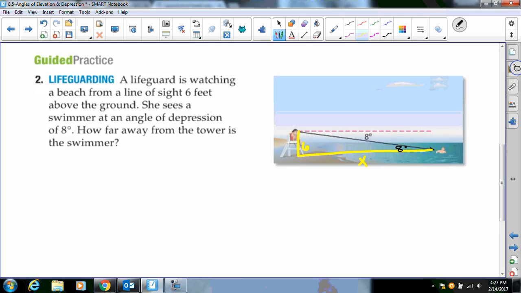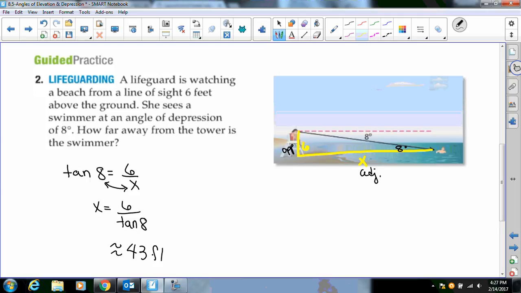So again, if I'm sitting at that 8 degrees, 6 is my opposite, x is my adjacent. I hope you're noticing a trend. Angle of elevation and depression is tangent for everyone. So the tangent of 8 would equal 6 over x. And so again, to solve this, you just are going to swap these. So on your calculator, you do 6 divided by the tangent of 8. And that's approximately, rounding to the nearest whole, 43 feet.